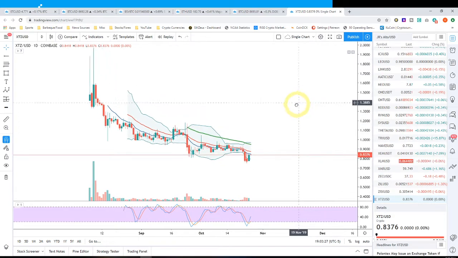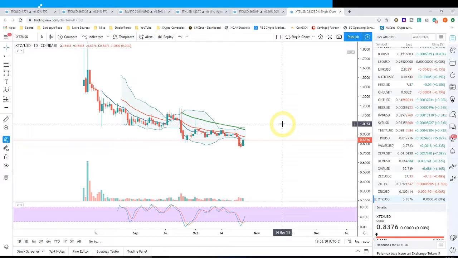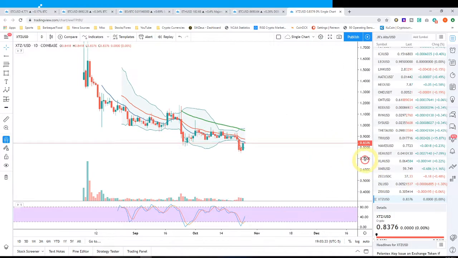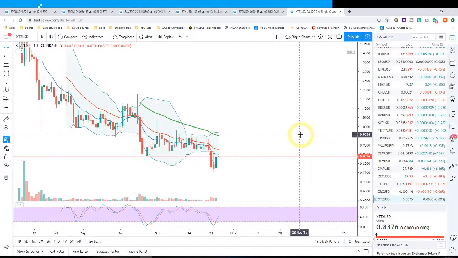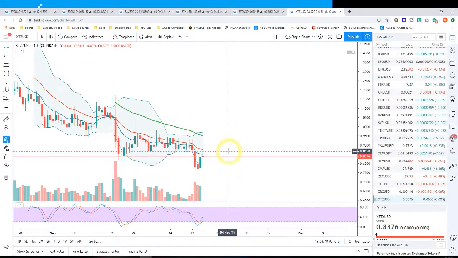Okay, so on the USD pair, yeah, I mean, that's a nice reversal pattern. You would want it to get above this red stick right here, which coincidentally lines up with the 20-day moving average. So you want to get above 88 cents.